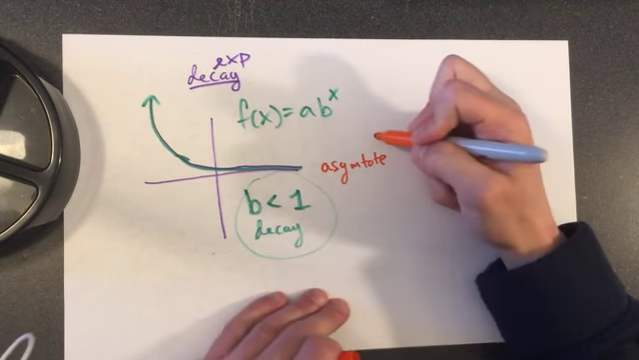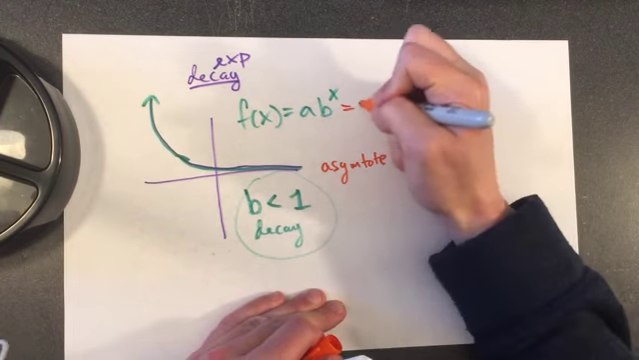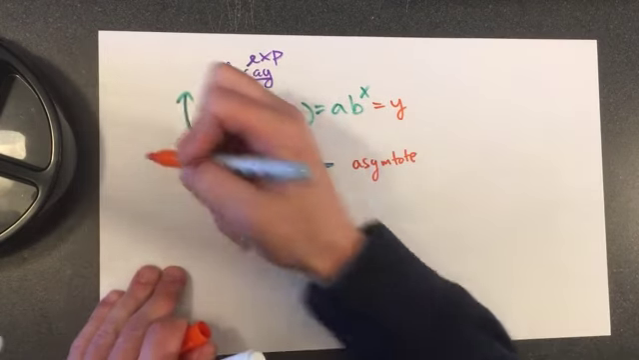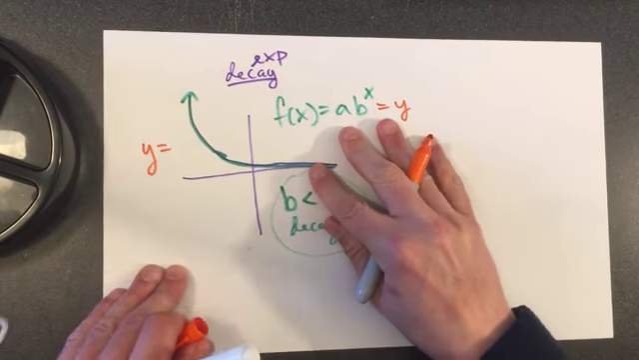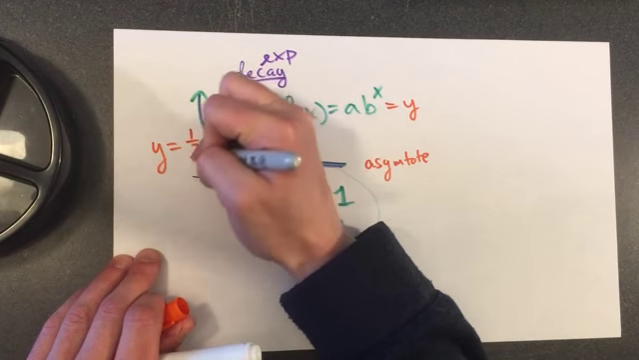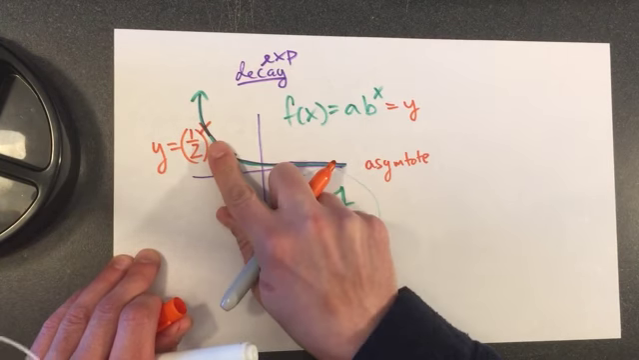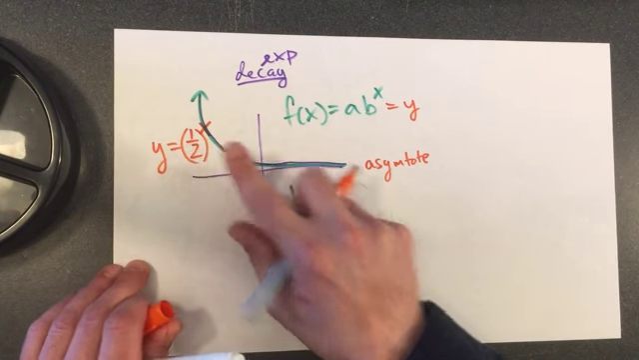Let's give an example. So let's say we had, of course, we know that f of x is the same as y. Let's say we had an example in this graph. We'll call this y equals 1/2 to the x power. You can see that x there, right? Pretend there's an x there. You can see it.